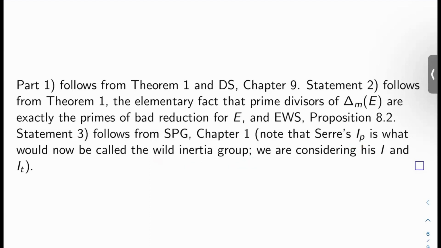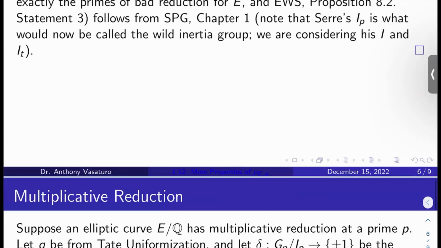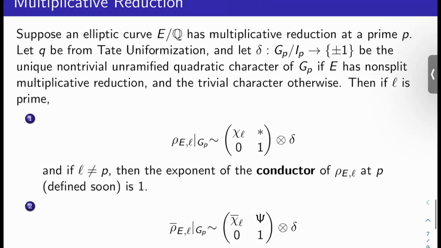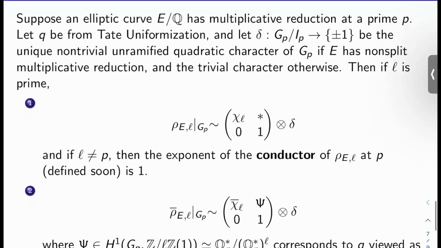So what we're considering is I and I sub T, just in case you read it and you're wondering why the notation doesn't seem to match up with what I'm saying. Okay, how about multiplicative reduction? So I can summarize the results we need on one page here.